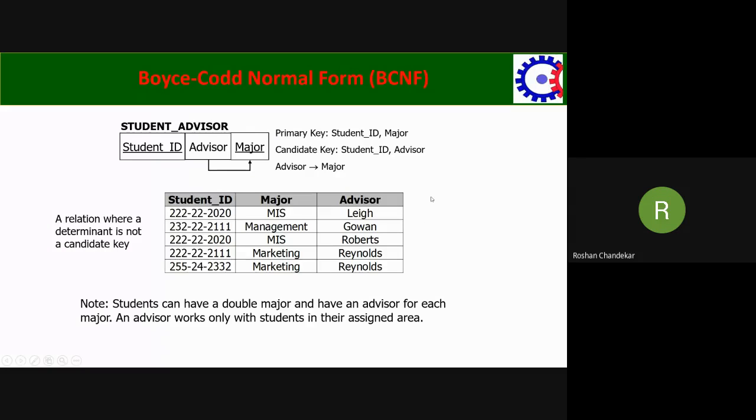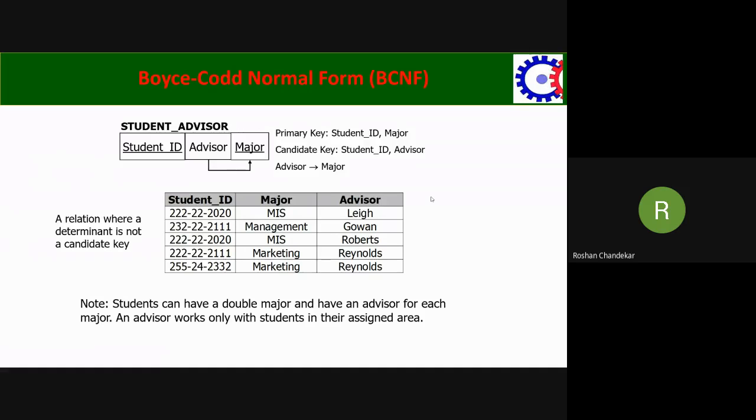Look at the student advisor table, whose attributes are student ID, advisor, and major. Here the primary key is what? The primary key is student ID. The candidate key is student ID and advisor. And the advisor is functionally dependent on the major. So here the IDs are 222, 2220, with MIS, Lay; Management, Govan; MIS, Robert.